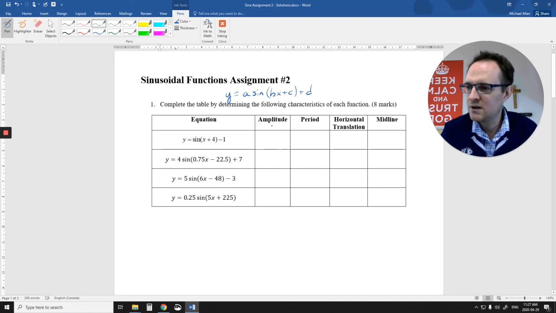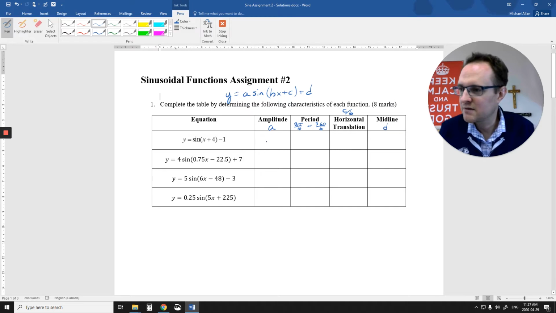So remember your amplitude is the A value. Your period is related to the B value. To find that out, it's equal to either 2 pi over B or 360 over B. So it's up to you to decide which one you're going to use there. The horizontal translation is going to be C over B, and your midline is related to your D there. So if you know all those based on this equation over here, you should be able to figure this out pretty easily.